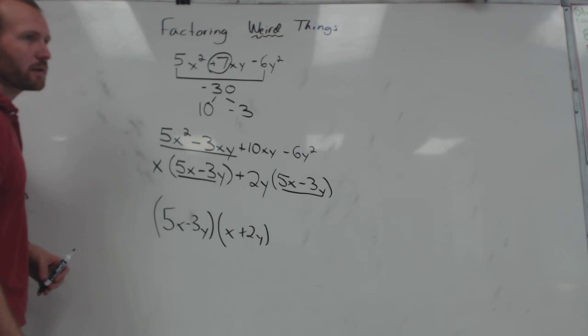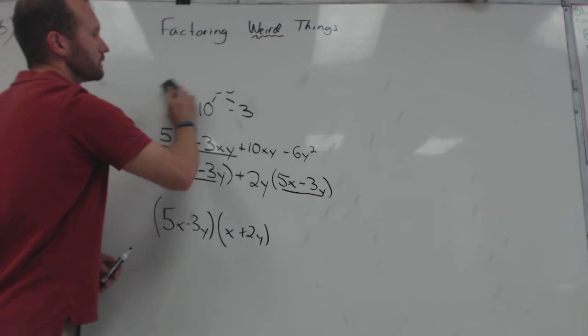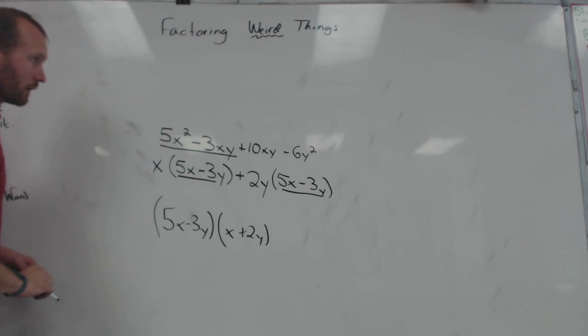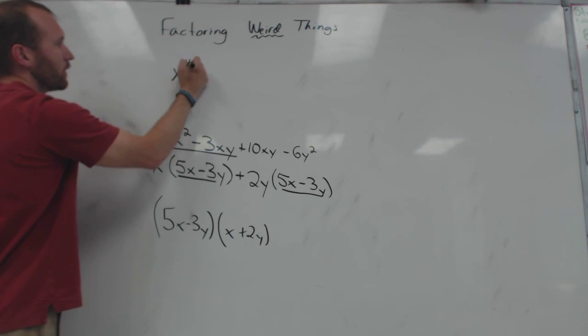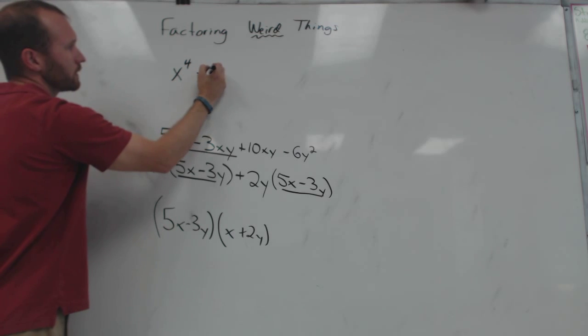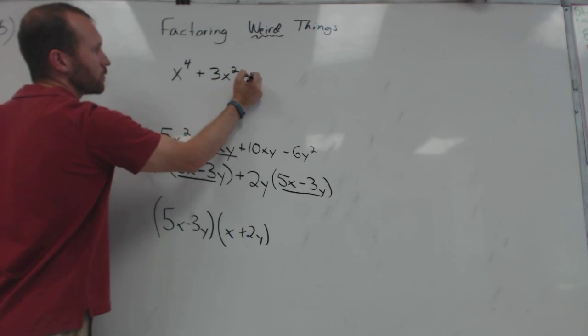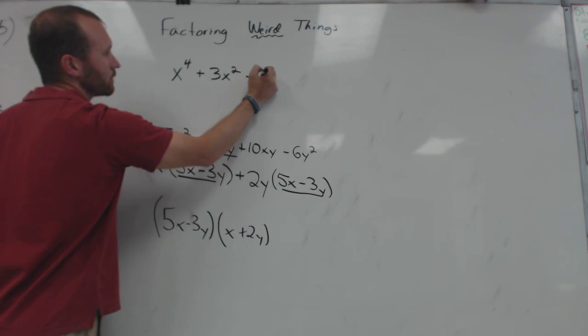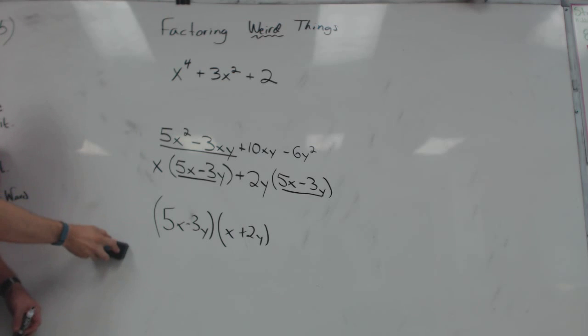All right, I want to show you one other thing. This is not on the homework tonight, but it's just kind of a cool trick. Let's say I had something like this: x to the 4th plus 3x squared plus 2. Can I erase this?